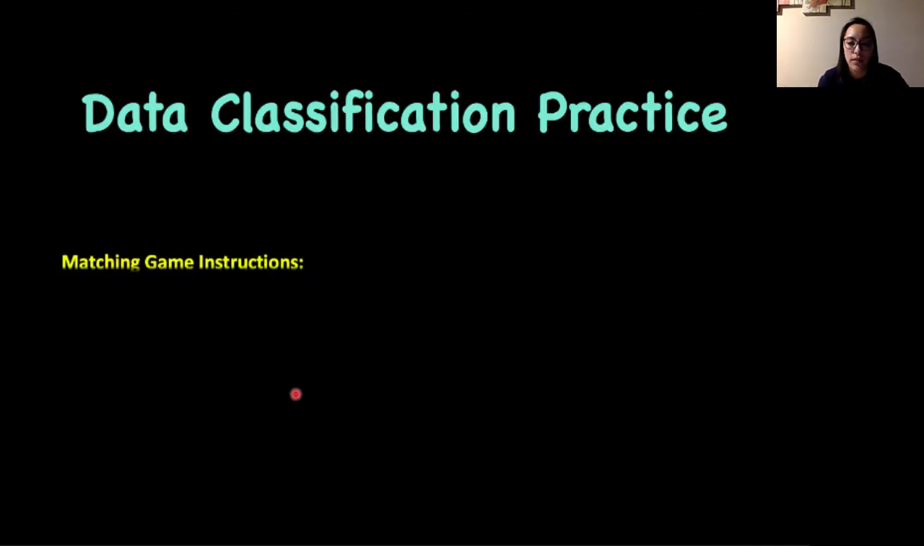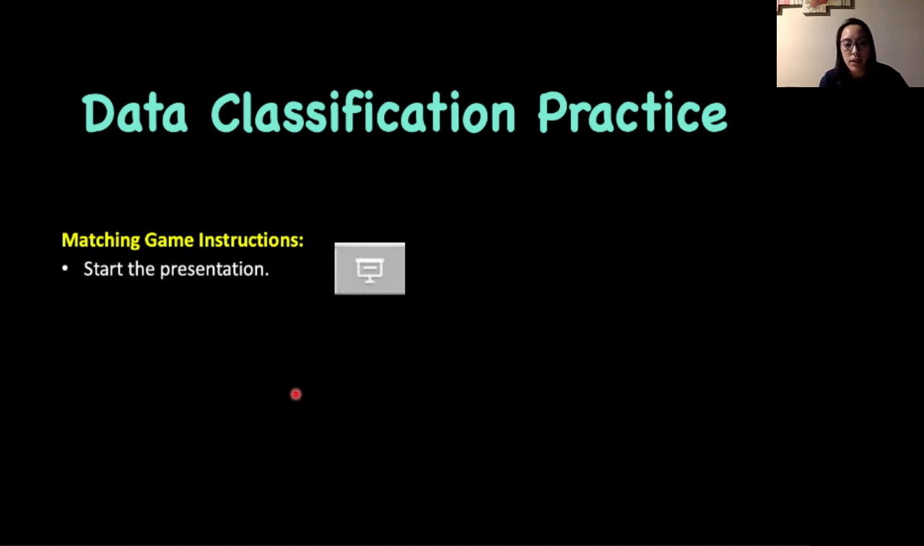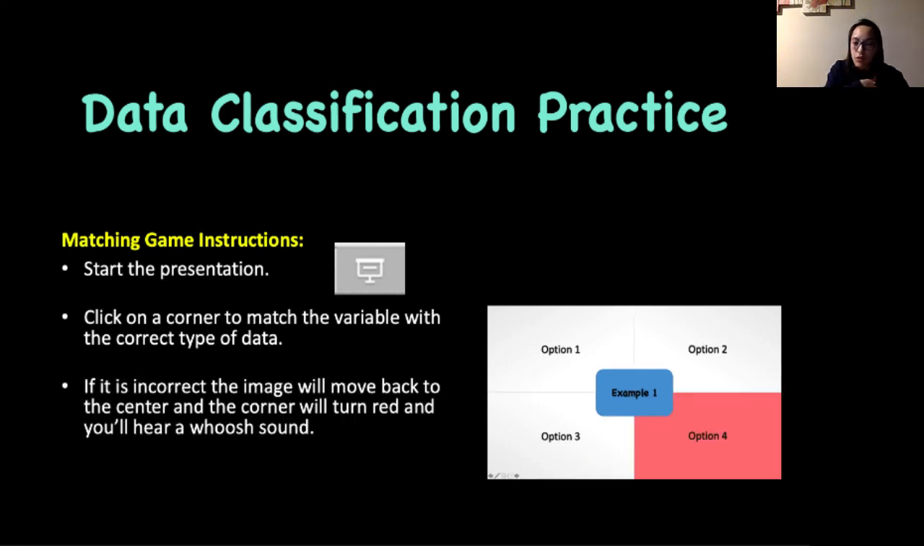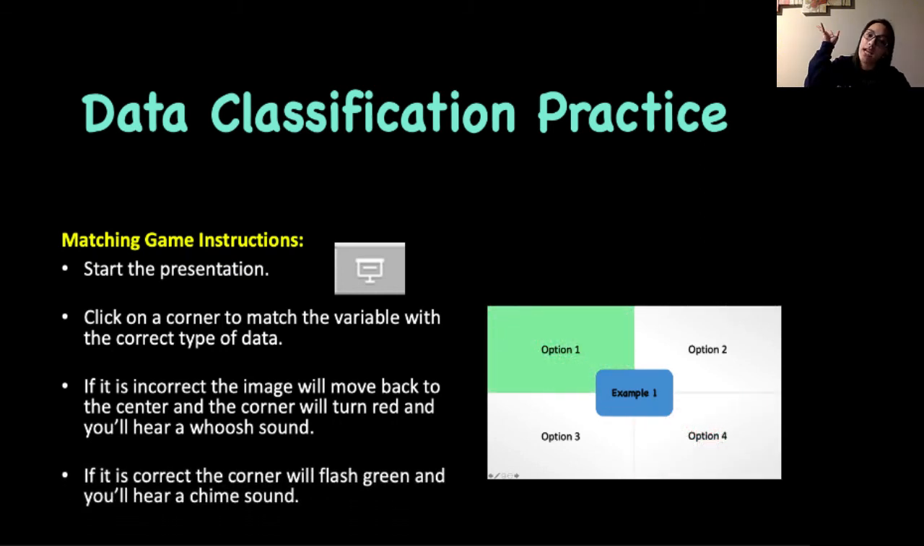This week, I've also included a data classification practice activity. It's a separate PowerPoint. When you start the presentation, it will act like an interactive game. So you'll get an example, you'll have nominal, ordinal, interval, ratio options. You click on a corner, whichever corner you think matches the type of data you see as the example. And then if you hear a swoosh sound and it turns red, that means you have an incorrect answer. If you hear a chime with green, that means you have a correct answer.